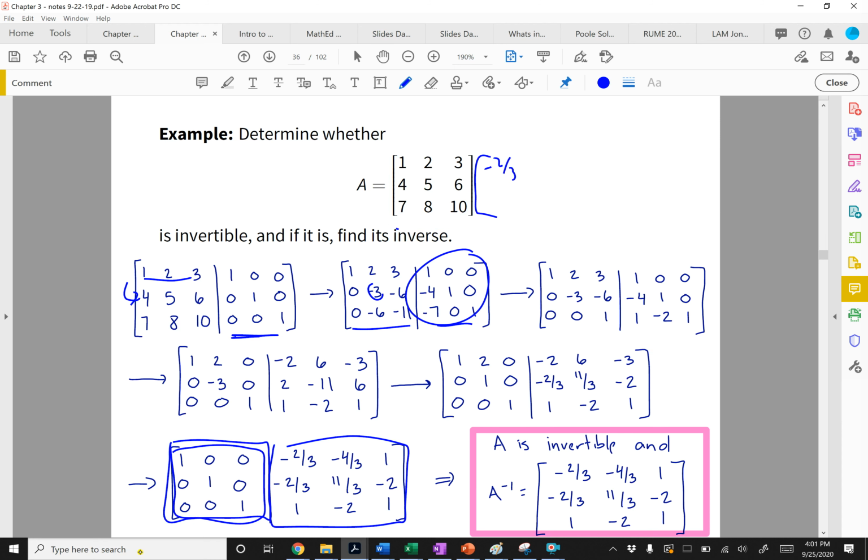So a -2/3, a -4/3, 1, a -2/3, 11/3, a -2, 1, a -2, 1. I'm not going to do this whole thing, but you can see if I take 1, 2, 3, I get 1 times a -2/3, 2 times a -2/3. So I'm at 2/3 and 4/3, and then I get 3. So I end up with 6/3.